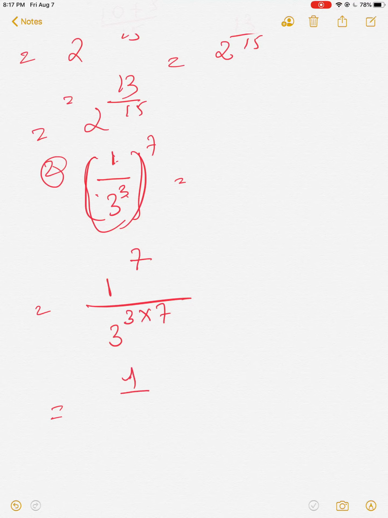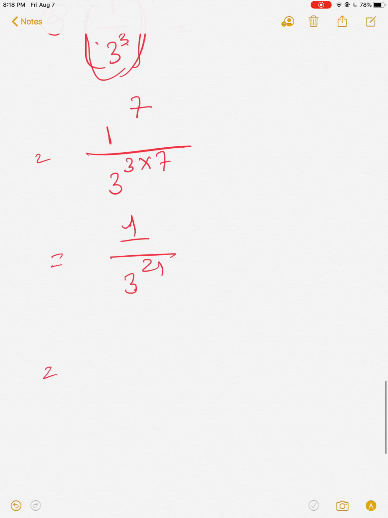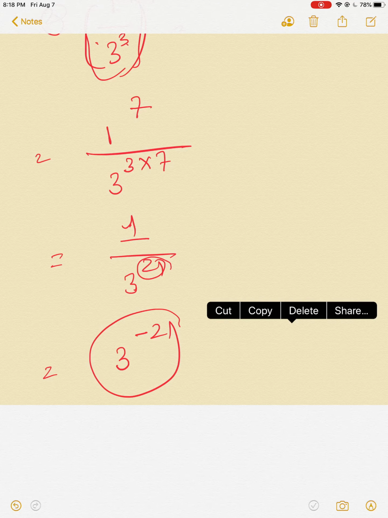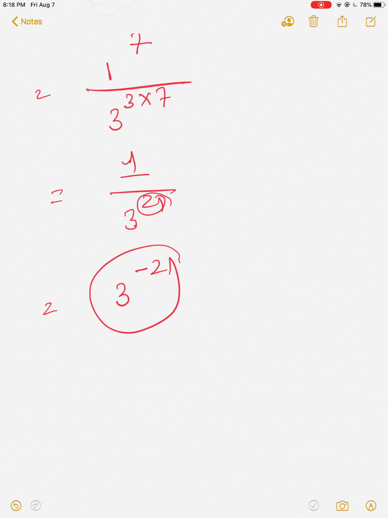1 into 1 into 1, however many you take, it will be 1 only. In the denominator, 3 raised to power 21, since 7 3s are 21. Now in the denominator the exponent is 21, so if you bring it to the numerator, it will become negative. If the power in the numerator is negative and you bring it to the denominator, it will be positive; similarly, if the power in the denominator is positive, it will be negative in the numerator. This is your answer.